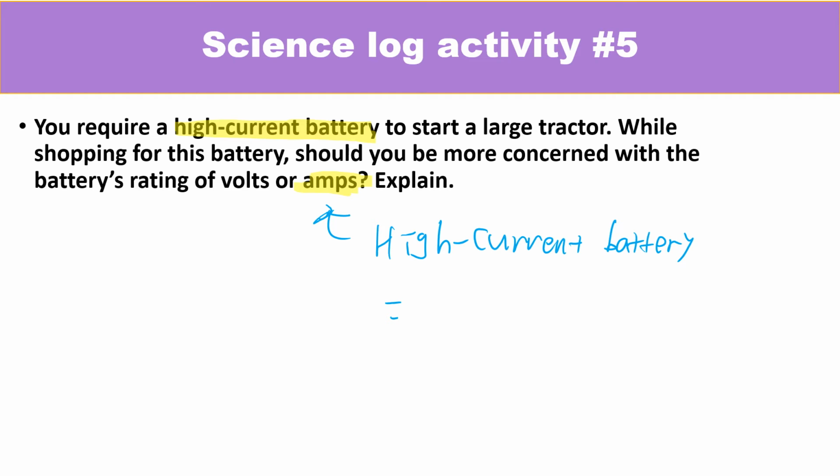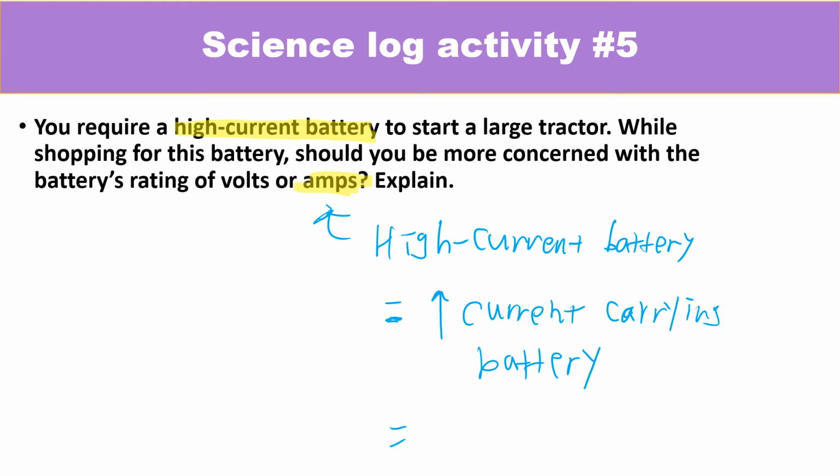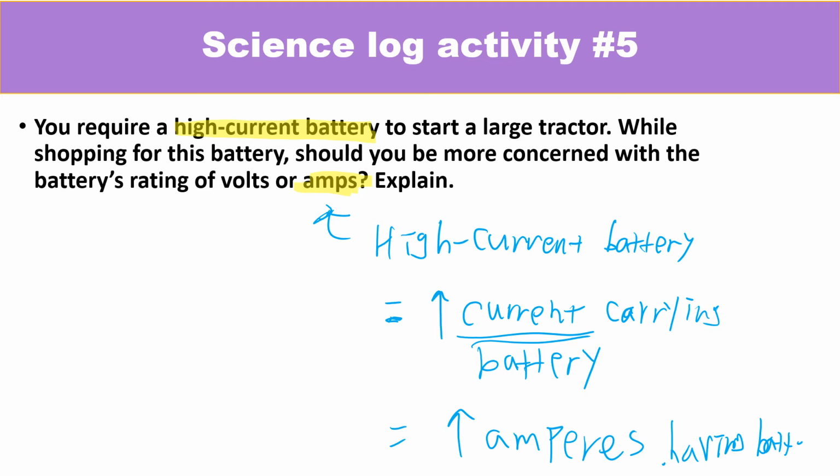That means you require a high current carrying battery, if you think about it. Not about potential energy or potential difference. That means in units, current, we need a high amp requiring battery or having battery. Therefore, I like to say you should be more concerned about the amp in this situation rather than the voltage.